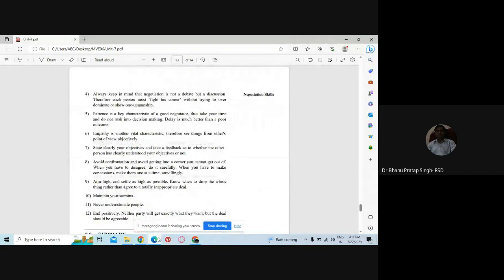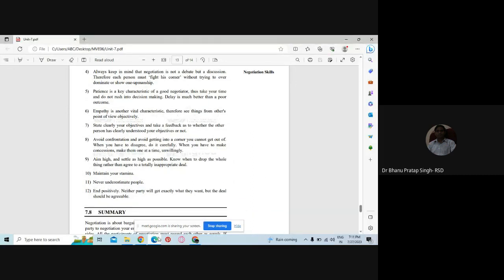Fourth, always keep in mind that negotiation is not a debate but a discussion. Therefore, each person must fight his corner without trying to over-dominate or make one uncomfortable. Patience is a key characteristic of a good negotiator. Thus, take your time and do not rush into making any decision. Delay is much better than a poor outcome.